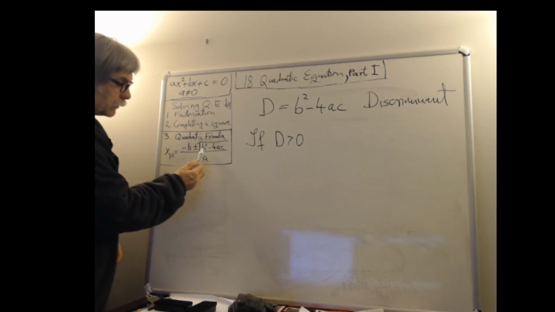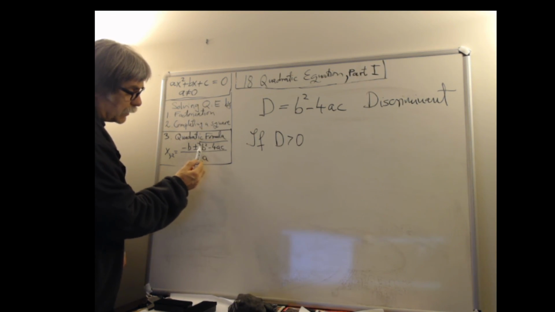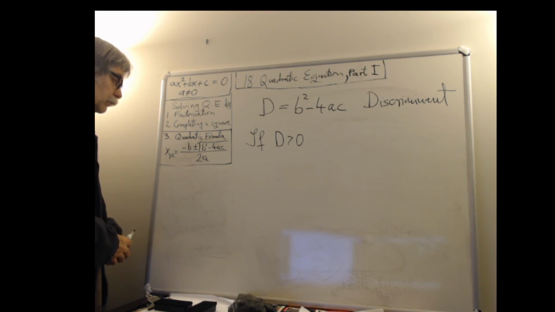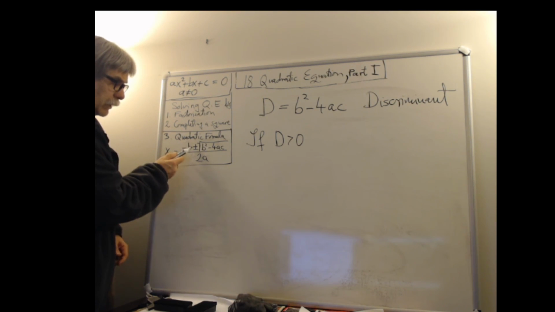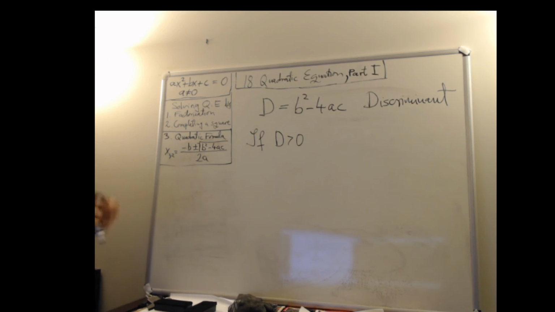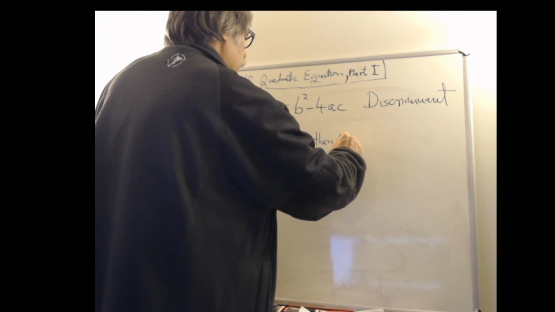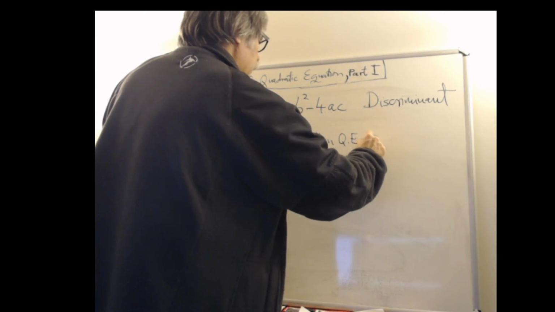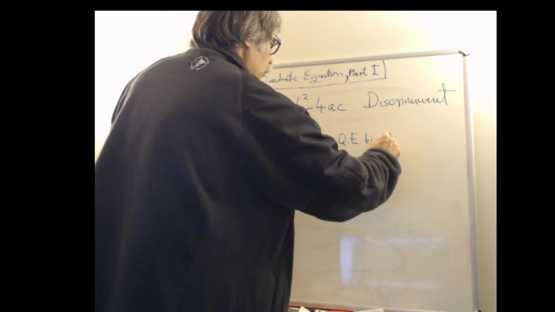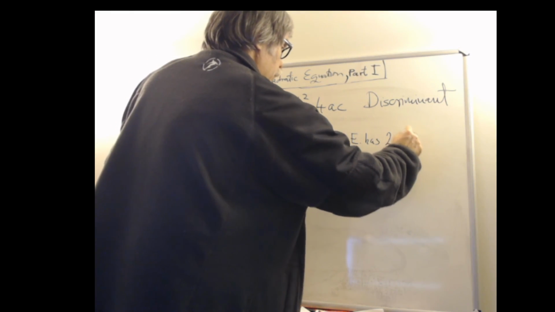So if this radicand is bigger than 0, you're taking a radical, you're going to have one solution for plus, one solution for minus. You're going to have two real solutions. The quadratic equation has two real solutions.